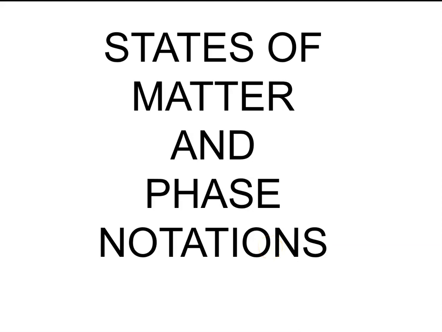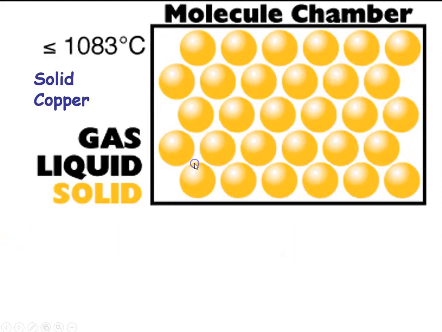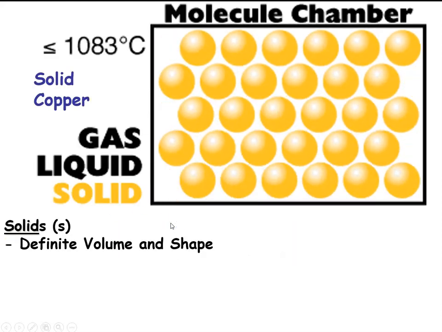Hi Falcons. Today what we're going to be talking about is states of matter and phase notations. Phase notations are just how we represent the states of matter in a chemical equation.